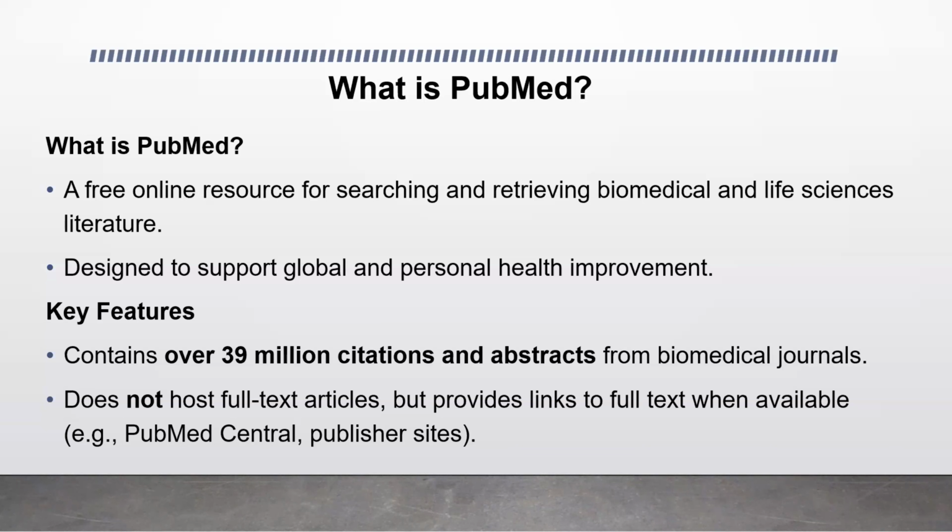It contains over 39 million citations and abstracts for journals. As I say, you can't access full text publicly. You have access to millions of citation abstracts. So when you want to retrieve the full text, you will be directed to PubMed Central and other publishers' sites.